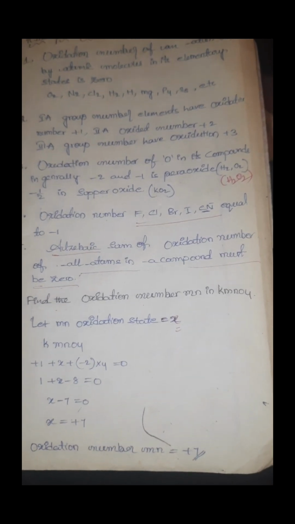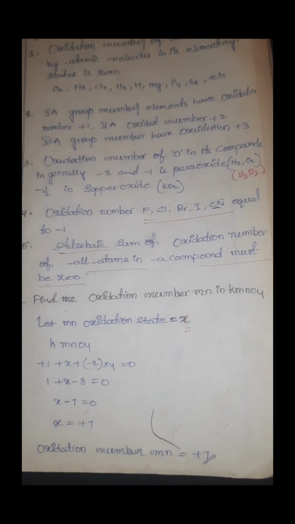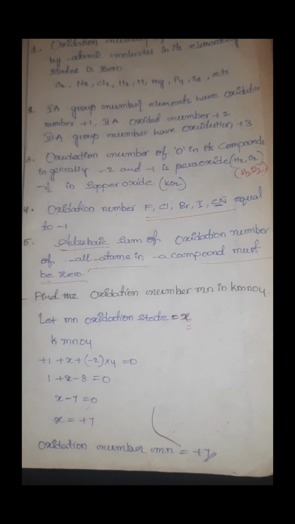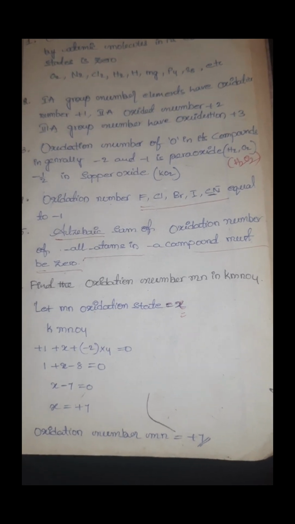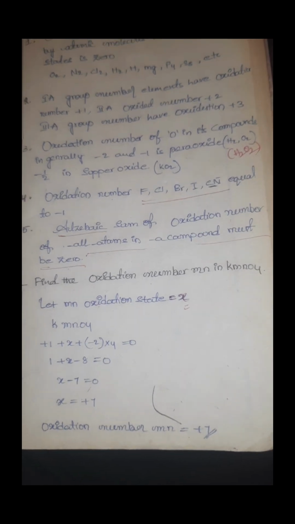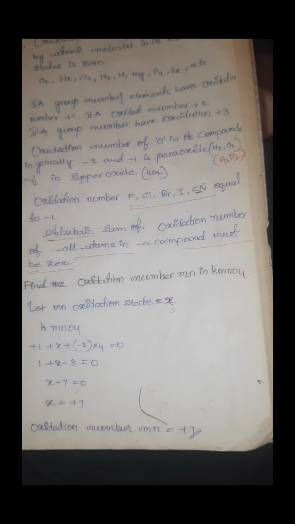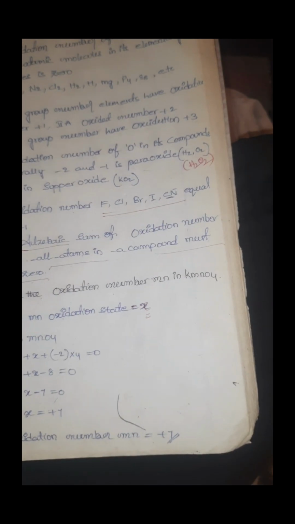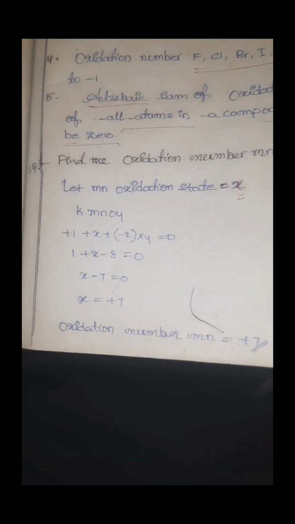So like that you have to remember. Oxidation number of oxygen in its compounds is generally -2, -1 in peroxides, and minus one half in superoxides. Oxidation number of fluorine, chlorine, bromine, cyanide is equal to -1. Finally, the sum of the oxidation numbers of all atoms in a compound must be 0. So, questions are given one by one.